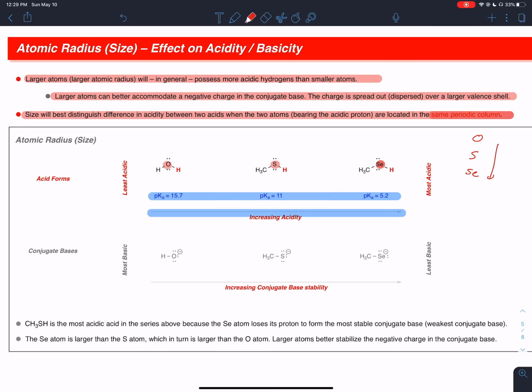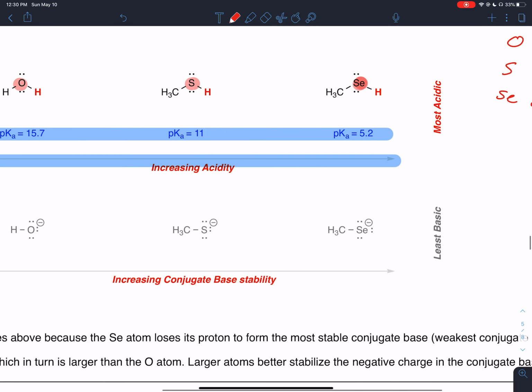So again, let's look at the conjugate base stability to think about relative acidity of the acid forms. H2O is deprotonated to form OH-. CH3SH is deprotonated to form CH3S-, and CH3SeH is deprotonated to form CH3Se-. Okay. Now, we said that the selenium atom was the largest atom, so it has the largest valence shell, and it's most effectively able to disperse that negative.